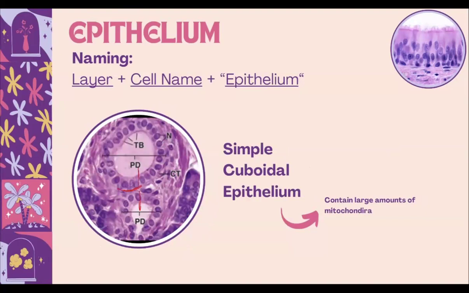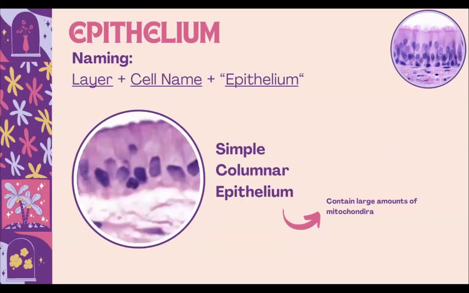Now, as I mentioned, because cuboidal and columnar cells are a bit larger and bigger, they have more space to accumulate mitochondria, and this helps with their function, which is secretion and absorption. Here we have our simple columnar epithelium.